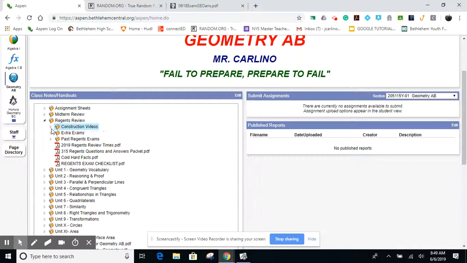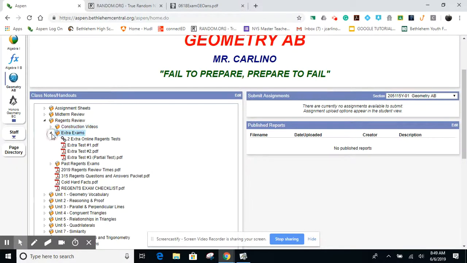All right. Next folder, extra exams that are not part of the old Regents exams. I found 3 of them and 2 that are online. So there's 5 extra exams. All right, that have nothing to do with old Regents exams, but are good practice.